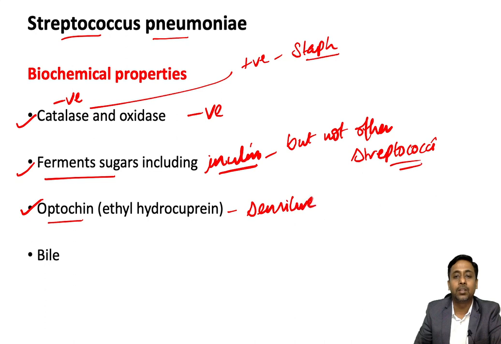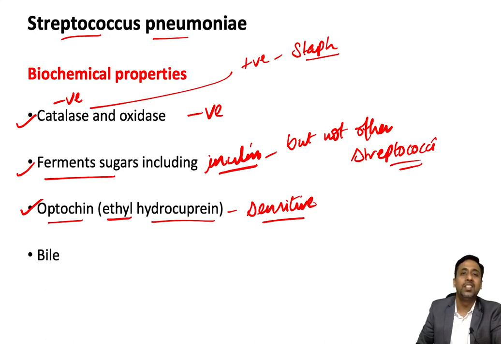It is optochin sensitive, that means it is sensitive to this antibiotic, which is actually ethyl hydrocupreine. In examination, instead of mentioning optochin, they may mention ethyl hydrocupreine, so that's why I'm mentioning it here. So pneumococcus is optochin sensitive, whereas the other streptococci are optochin resistant, and also it is bile soluble.